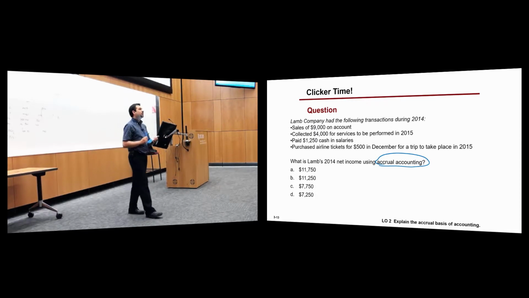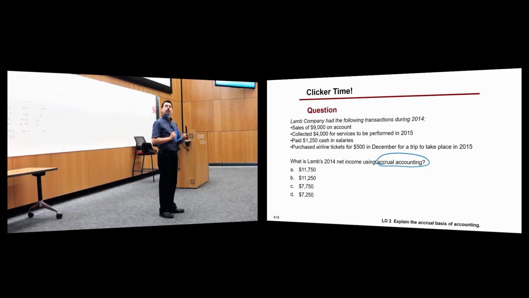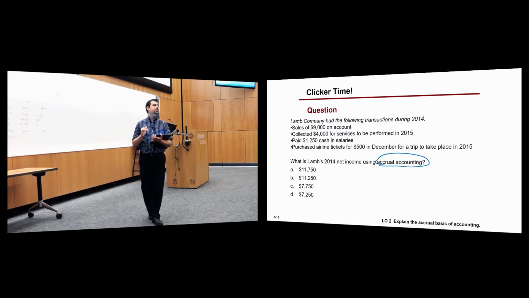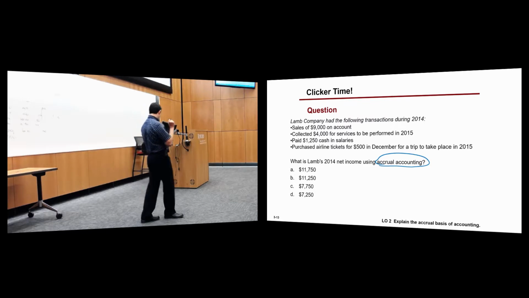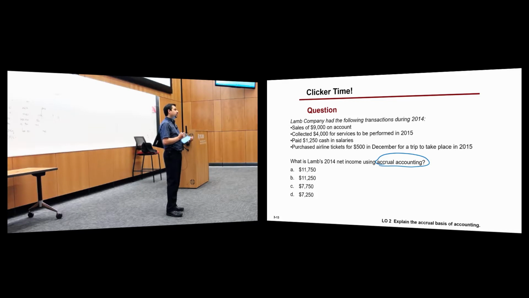So basically what you have here is you have to look at the revenues that were earned in this same year, and also look at the expenses that were incurred in 2014. In the first one, sales of $9,000 on account. Did the company make those sales? Then yes, you include it. So we have $9,000. Plus, collected $4,000 for services to be performed in 2015. Did the company earn that? The company did receive the cash. But that would be what kind of accounts involved?